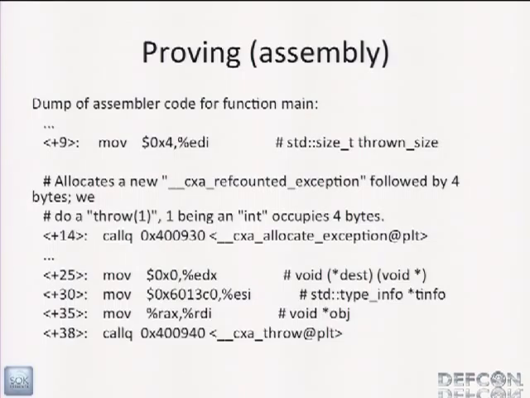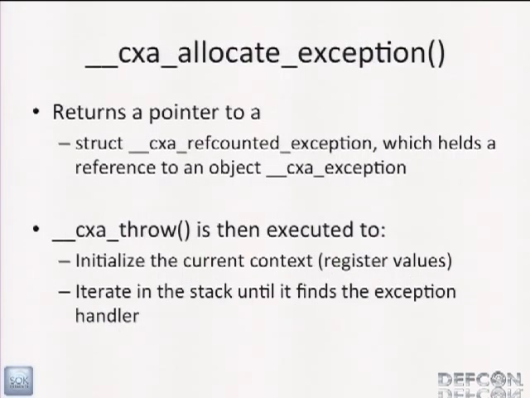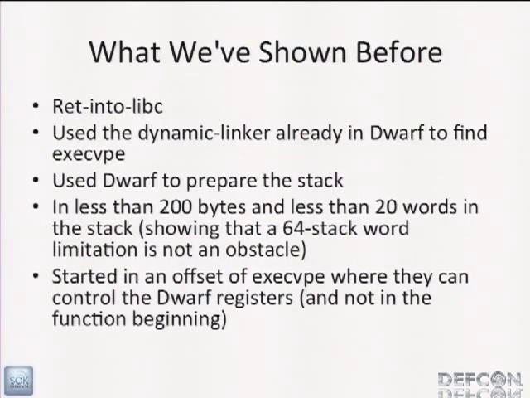So here we see the code for throwing an exception. It's pretty simple, just a couple function calls. And __cxa_throw is what starts all the magic that then goes and runs the DWARF virtual machine.